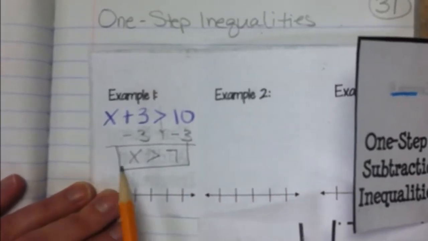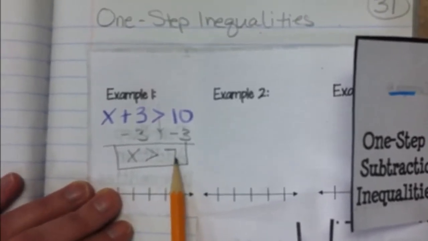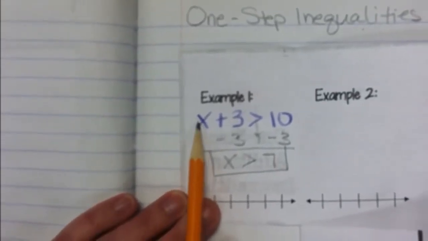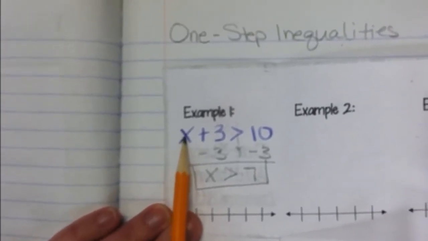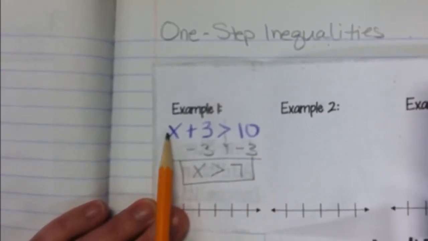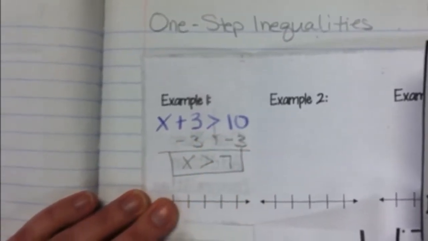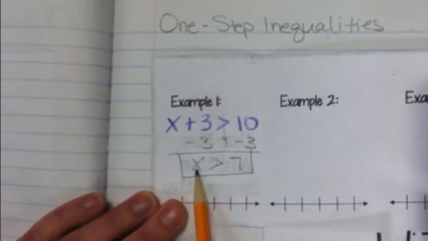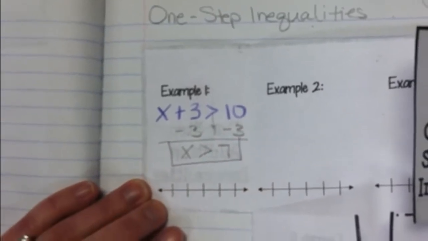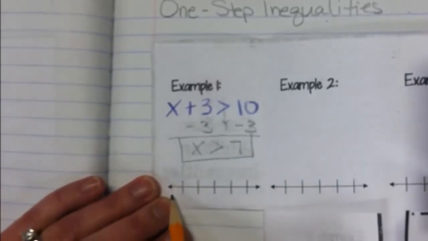So what we have here is that x is anything greater than 7. And what that means is when you substitute in a number, you can put in any number that is greater than 7 right here, and it will make this a true statement. So if I put in a 10, 10 plus 3 is 13. That's greater than 10, so that makes a true statement. Any number that is bigger than 7 will make this a true inequality. We're going to show all of the possible choices for our answer on our number line.